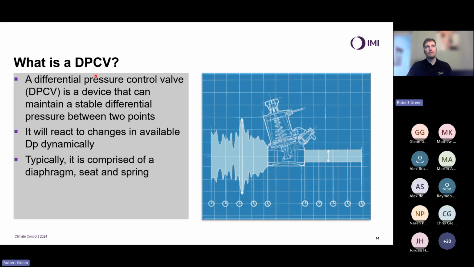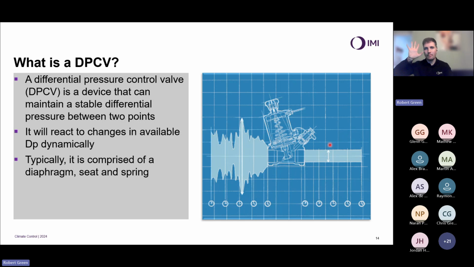So the DPCV, the differential pressure control valve, is a device that is able to maintain a stable differential pressure between 2 points. And we'll go forward a slide in a moment to have a look at what those 2 points would be. And it is able to react dynamically to changes in differential pressure. So you can see in this graphic here, we're seeing dynamic changes in available differential pressure externally to the DPCV. And the DPCV is providing a nice quasi-constant differential pressure within the circuit or device it is installed upon.